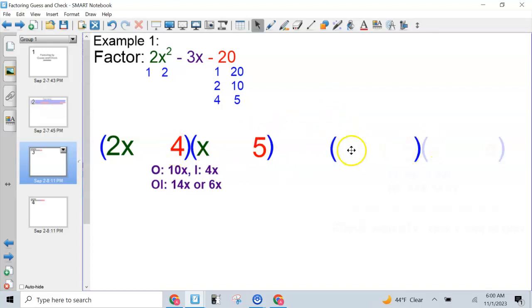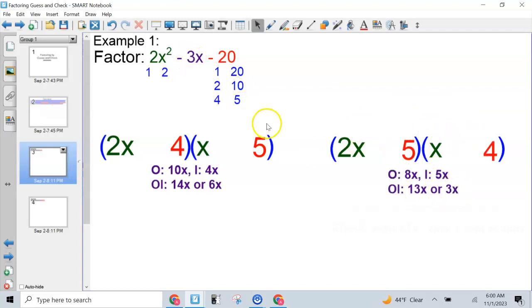So it's still 2x and x, but instead of 4, 5, I'll try 5, 4. My outside and inside are now 8x and 5x. Add them, you get 13. Subtract, get 3. Oh, that's 3. That's what I want. Now we need a negative 3, so we need to make the 8 negative and the 5 positive. I put the signs in here. The 8 came from the outside, that's negative. The 5 is the inside, that should be positive.